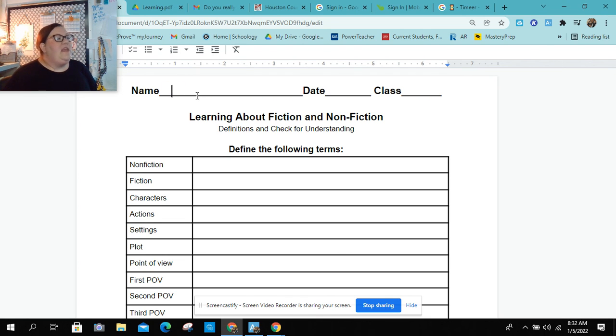The first thing that I need for you to do right now is go ahead and type your name into this document. Go ahead and type your name into this document. Okay?